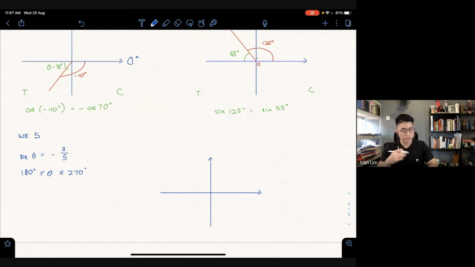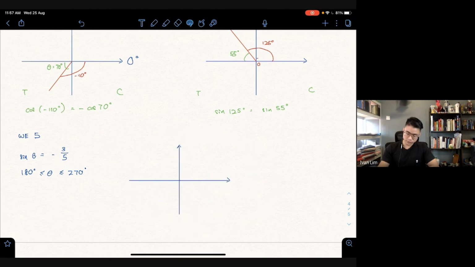So they give us sine theta first. When they do this kind of question, this is what you need to do: you need to draw it out first. Draw out this sine theta first. They say sine theta is in the third quadrant because it's between 180 and 270. So these are the steps you follow here.